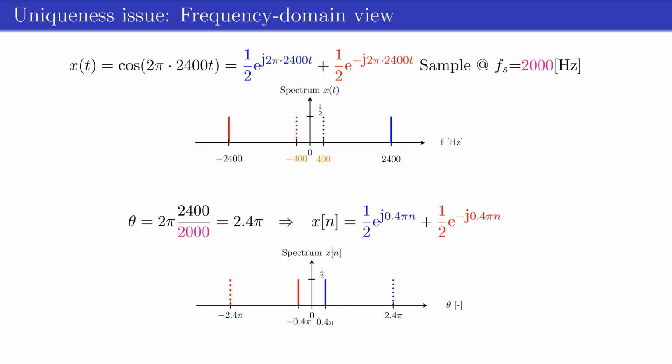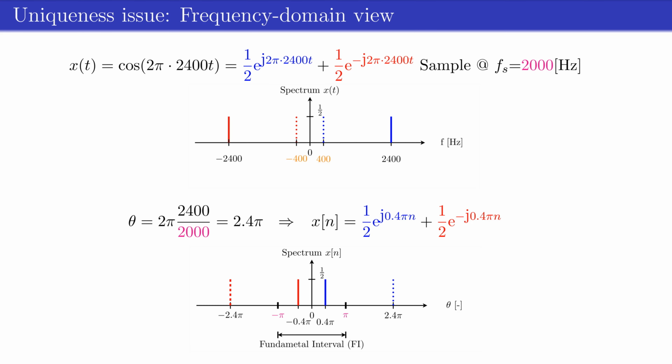When using the relation between the relative and absolute frequency, it follows that the relative frequency theta is 0.4 pi matches with the absolute frequency f is 400 Hz. Thus both frequencies of 400 and 2400 Hz result in the same sequence of samples x of n. By adding or subtracting 2 pi, we have mapped in the discrete time domain the frequencies plus or minus 2.4 pi into the interval plus or minus pi.